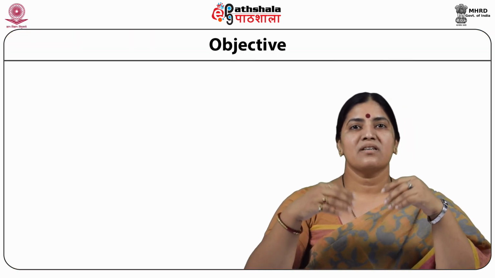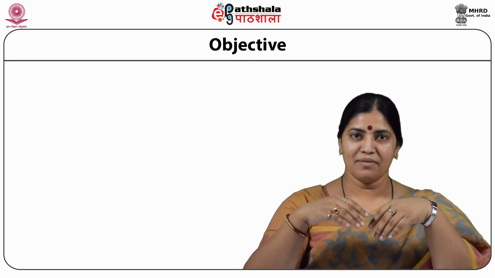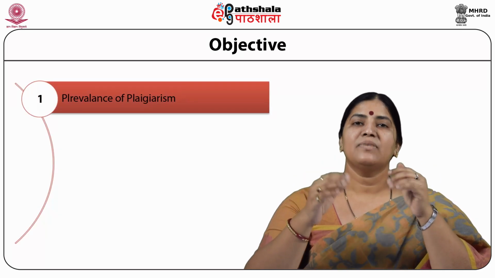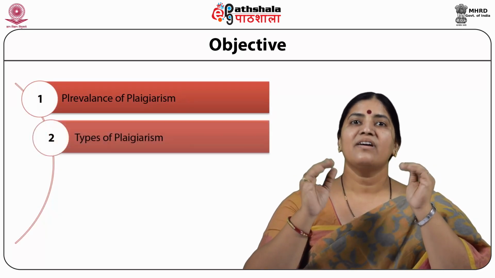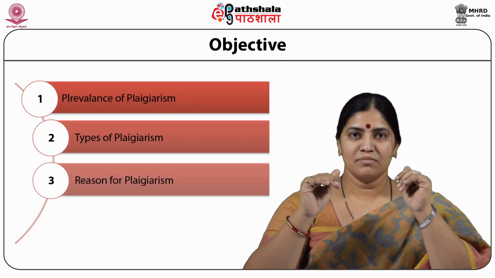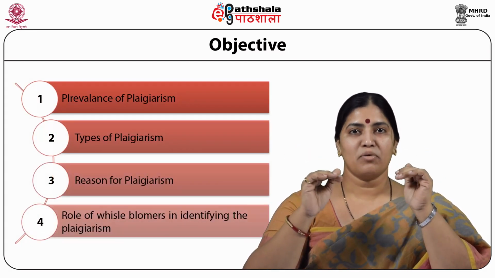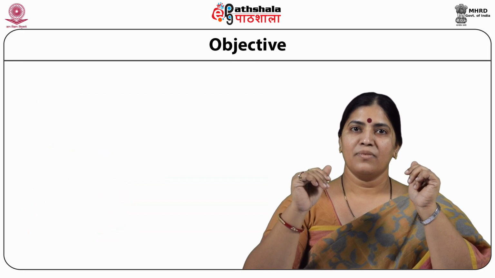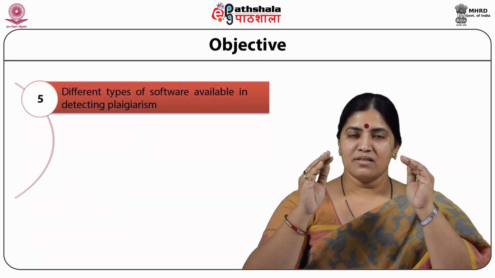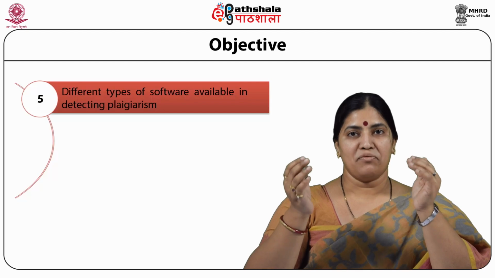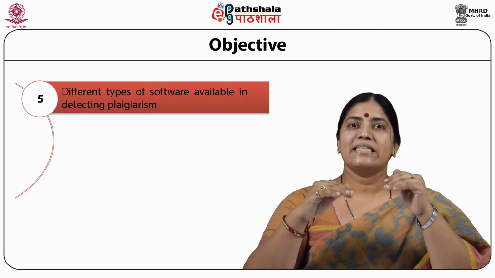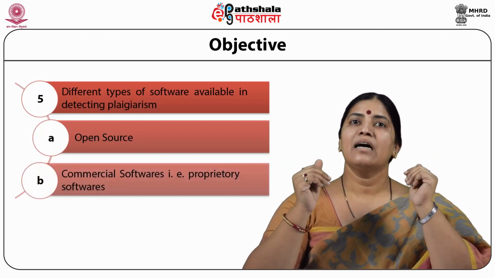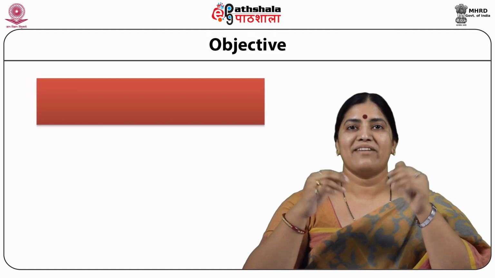The learning outcomes of this module are prevalence of plagiarism, types of plagiarism, reasons for plagiarism, role of whistleblowers in identifying the plagiarism, software, different types of software available in detecting the plagiarism, that is, the open source and commercial software, that is, proprietary software.